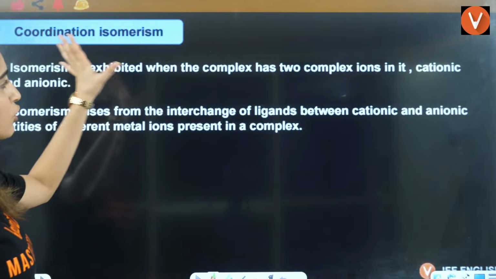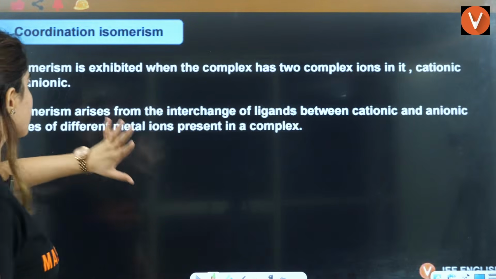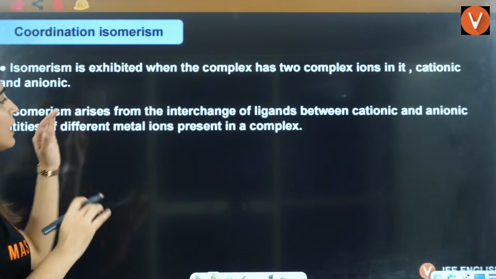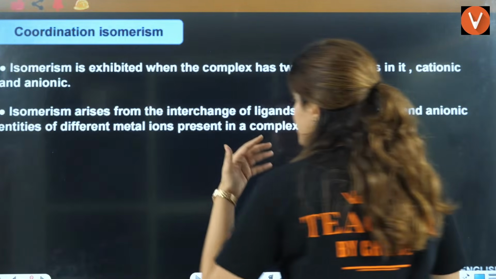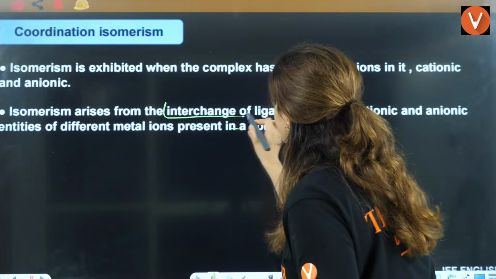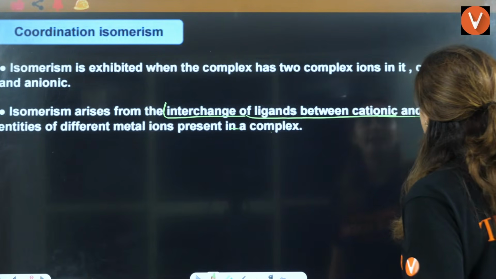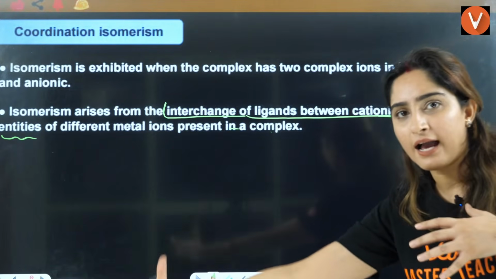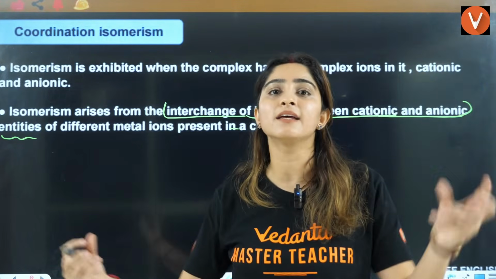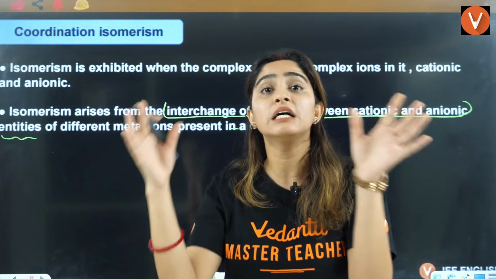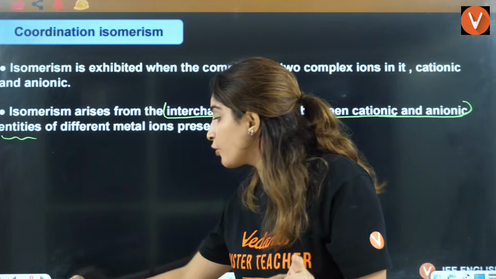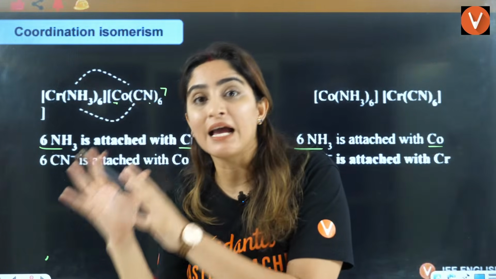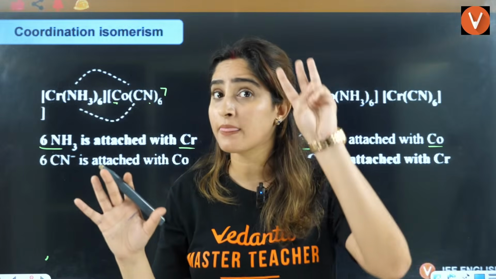So, the complex has 2 complex ions, right? 2 brackets you will have. One is cationic, one is anionic, and it arises by inter-exchange of ligands between cationic and anionic entities. These cationic and anionic entities are exchanging the ligands, right? That's how you have coordination isomerism, right?